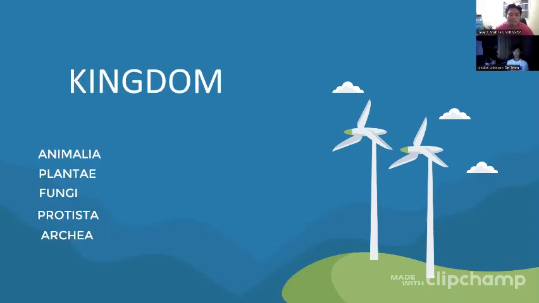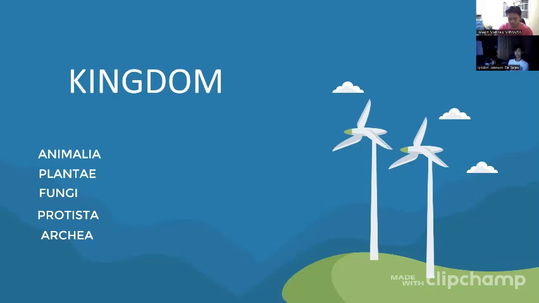Kingdom consists of Animalia, Plantae, Fungi, Protista, and Archaea, in which Animalia is the part that humans belong to. Animalia are organisms that can reproduce sexually or asexually through a process called parthenogenesis. Plantae, on the other hand, includes plants. They also reproduce sexually or by mitosis.